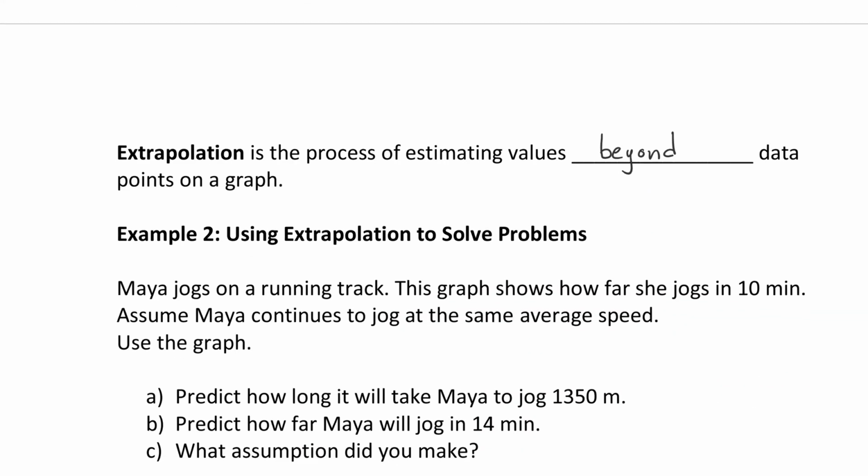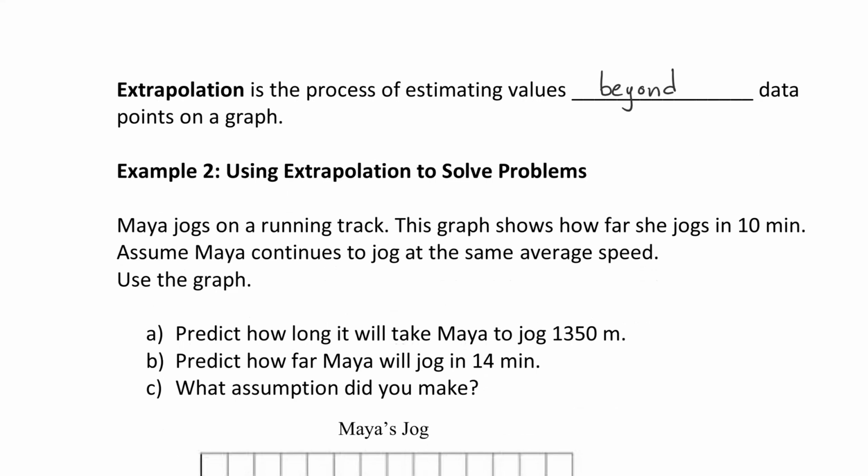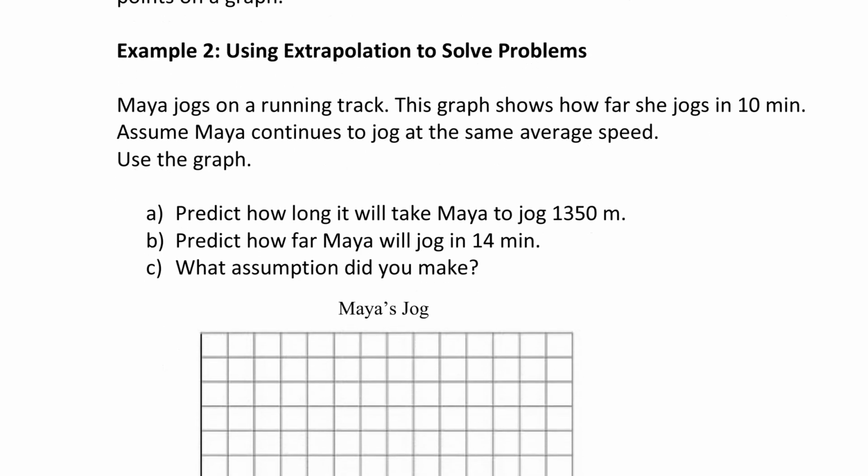Now, the second term that we're going to be looking at is extrapolation. Extrapolation is the process of estimating values beyond data points on the graph. So outside of what we have, we want to continue our graph so that we can find the value that we're looking for.